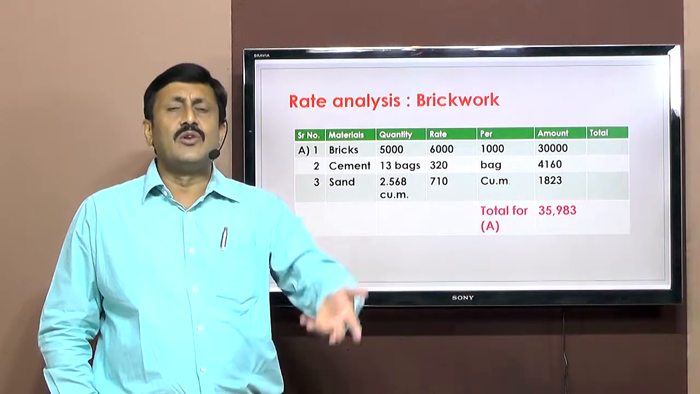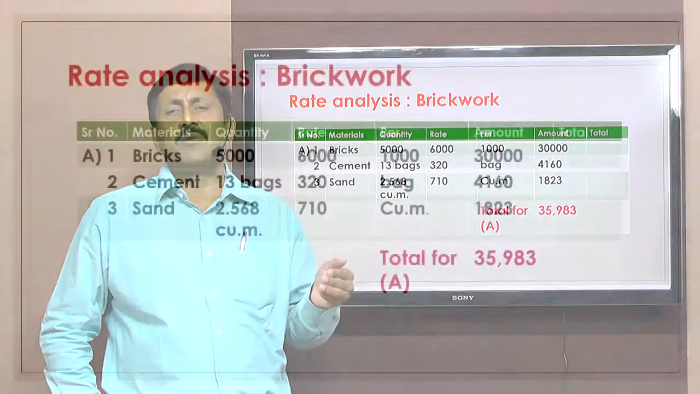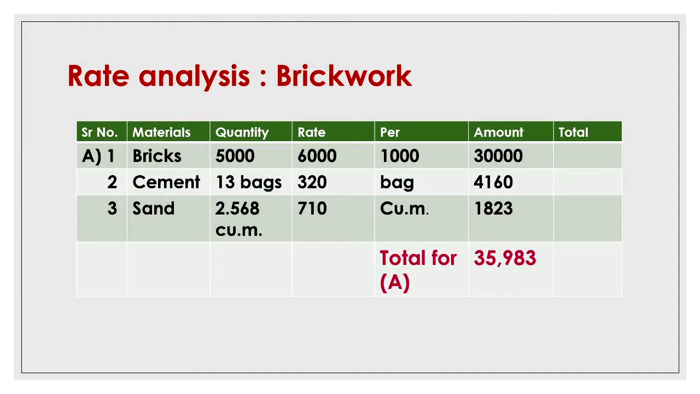You can convert it into cubic meters by multiplying it by 35.2875, because 1 cubic meter is equal to 35.2875 cubic feet. So 35.2875 into 18, approximately it comes to 708 something. So we are rounding to the higher side, that is 710 rupees. So rate per cubic meter for sand is 710 we are considering.